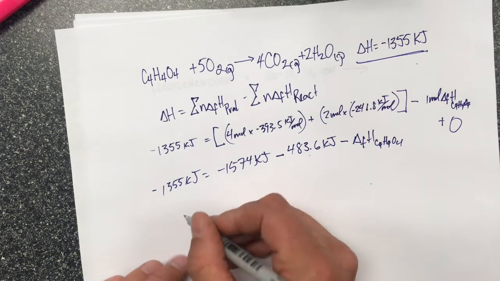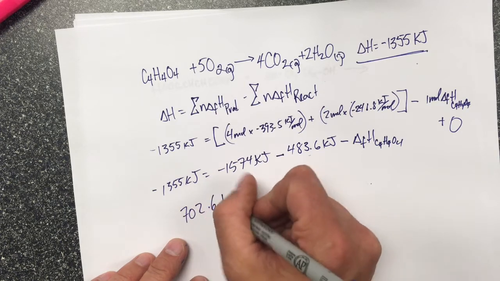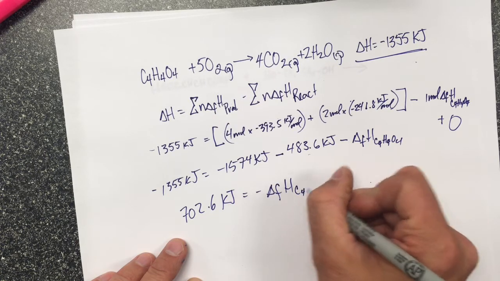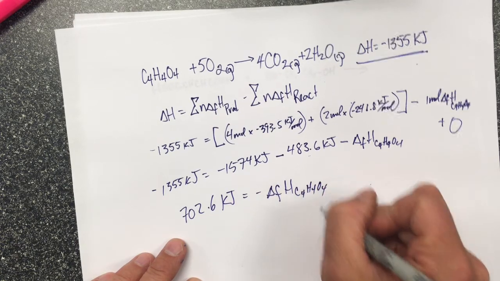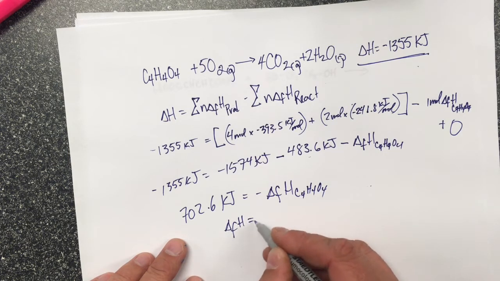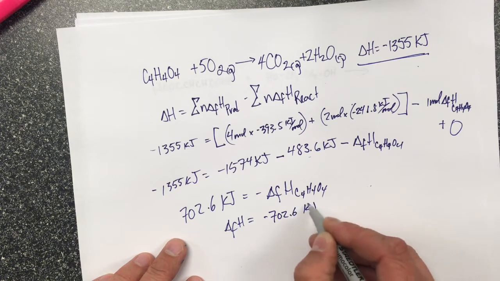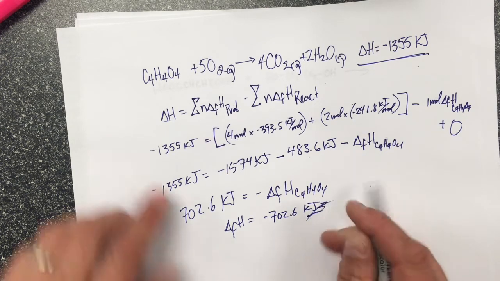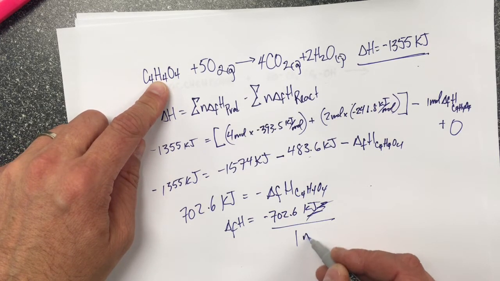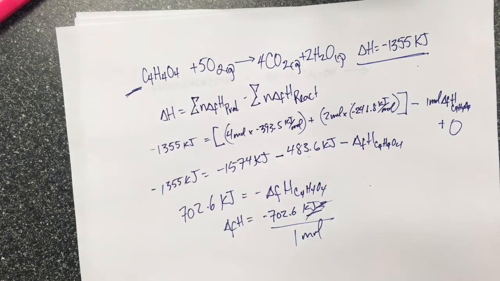So I simplify this down, or I collect terms, and I get 702.6 kilojoules equals the negative formation enthalpy of maleic acid. And so the formation enthalpy of maleic acid is going to be negative 702.6 kilojoule, and that's for 1 mole of this. So that's per 1 mole, so that is the molar enthalpy of formation, because the coefficient here was 1, right?